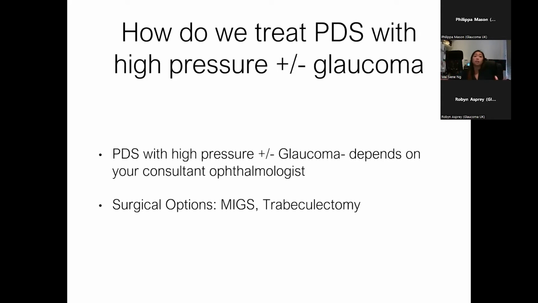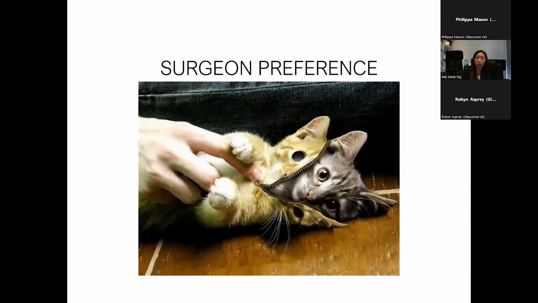Now that in itself, all these glaucoma surgical options, is another talk in itself. And ultimately, it will be a surgeon preference. So what you're offered will depend on your consultant ophthalmologist and what is offered in their department. There are many ways to skin a cat. And so in the end, the aim of the game would be to lower your pressure, however we try to get there.